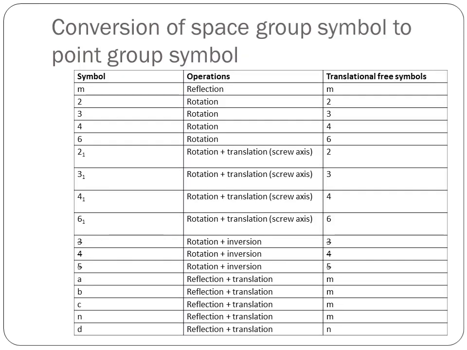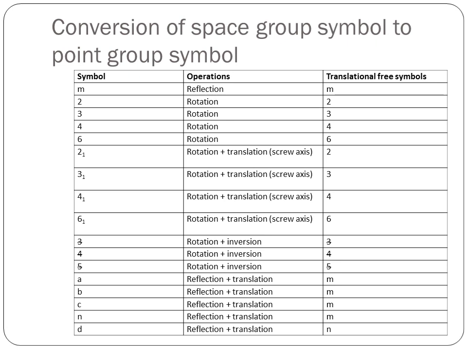Then the next one is 3 bar, 4 bar, 5 bar or N bar. This is rotation followed by inversion. Rotation followed by inversion, it is again the external symmetry. Rotation followed by inversion or auto-inversion. So it contains no translation axis. So the translation free symbols are itself 3 bar, 4 bar and 5 bar.